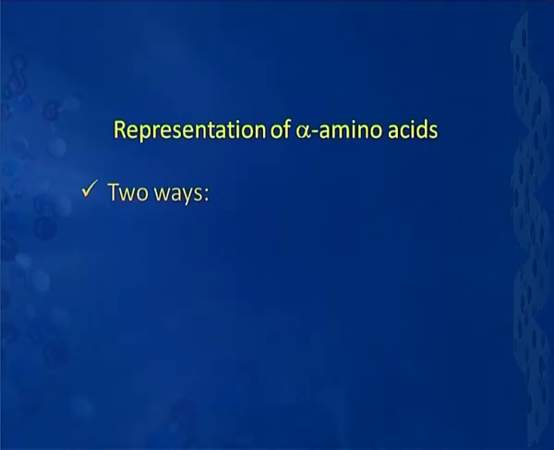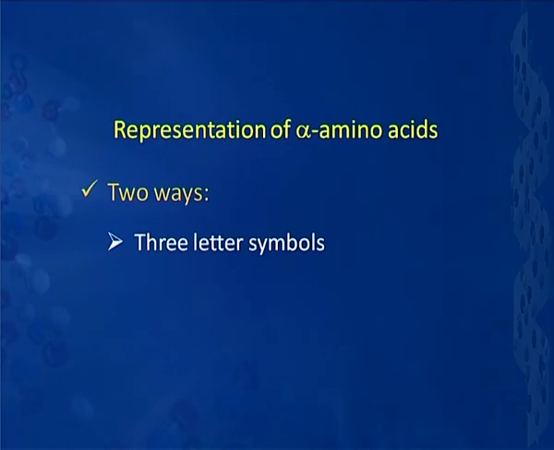Okay. Now, how do we represent them? How do we represent alpha amino acids? There are two ways of doing it, because typically the amino acids have very large names. If you want to talk about peptides or proteins, writing the names or the sequence of proteins becomes very tiring or cumbersome. So, some notations have been given to them, and there are two kinds of notations. The first one is called the 3-letter symbols, and the second one is the 1-letter symbols. We will talk in a little detail about both of them.